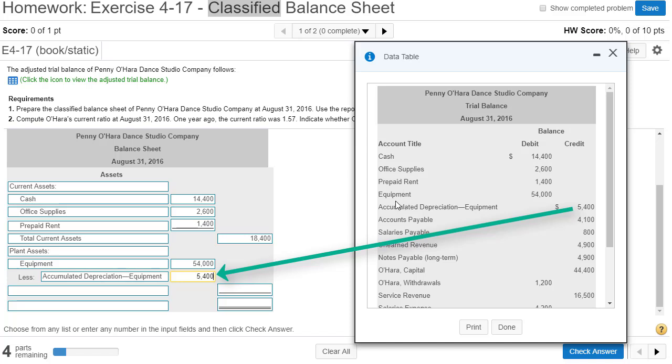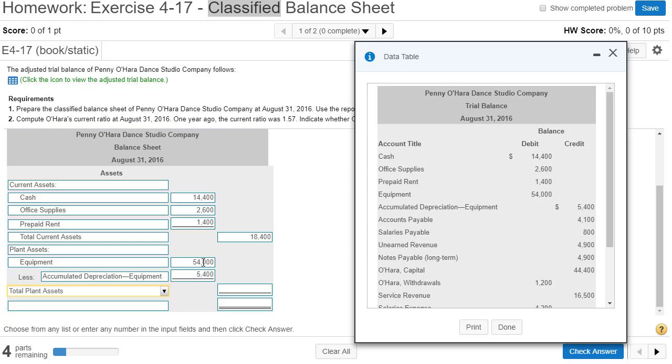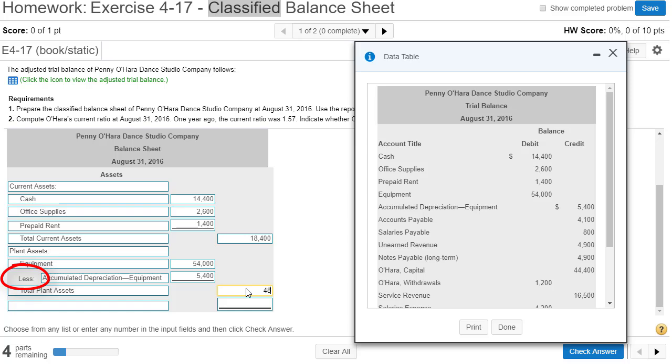And that's all. Notice that's our last asset over here in our list of assets and other accounts. So we're going to have total plant assets, and the way we're going to calculate that is 54,000 minus. Remember, accumulated depreciation is a contra asset, so it lowers the value of this asset called equipment. And also, here's another reminder: less means to subtract. So 54,000 minus 5,400 gives us 48,600.